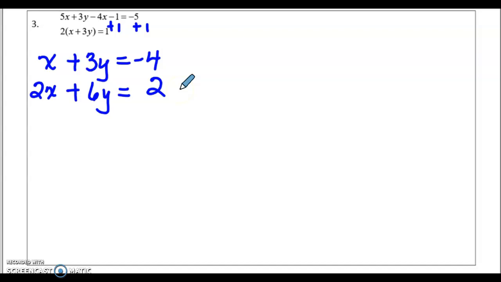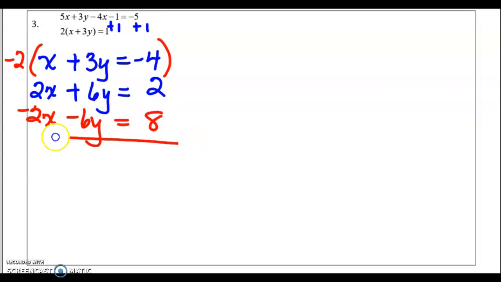Now I'm trying to get the same number in front of like terms. So I am going to actually multiply this problem by -2, so I can get a -2x and a +2x, and that will allow me to eliminate the x's. When I'm doing that, I notice that I'm actually going to eliminate the y's as well. So 2x minus 2x drops out, 6y minus 6y drops out, so I get this side is equal to 0.